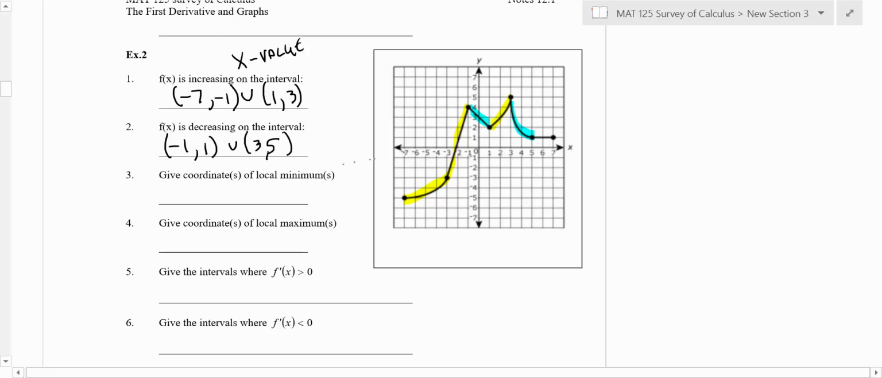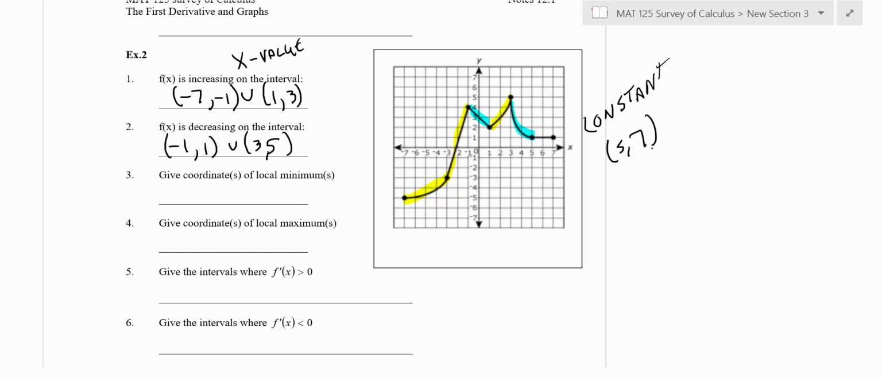Okay, now we'd also have constant. I didn't give a blank for that, but constant would be 5 to 7. Okay, everybody understand that? Constant just means it's perfectly flat. It's not increasing or decreasing. Okay, does this have any local minimums?